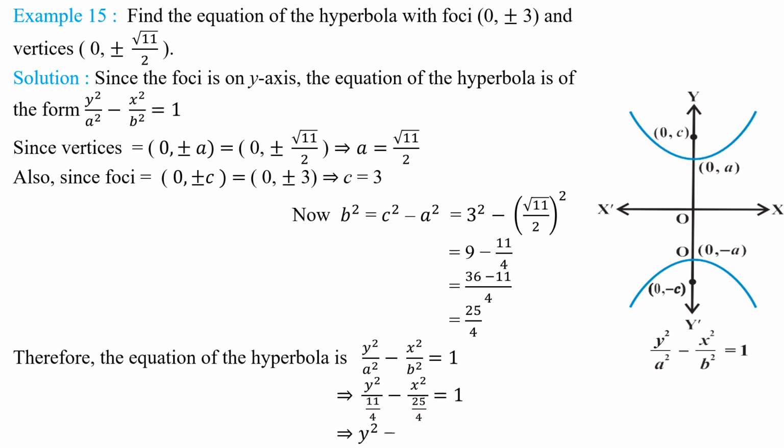This implies y square minus 44 x square is equal to 275. By taking the LCM and simplifying this equation, finally we get the equation of the hyperbola as y square minus 44 x square is equal to 275. Understood this step, my children?